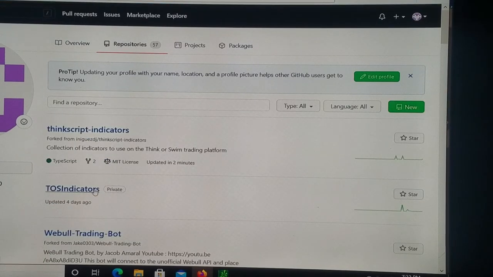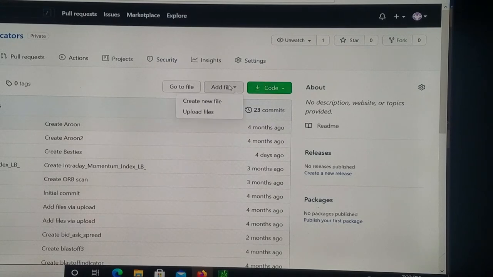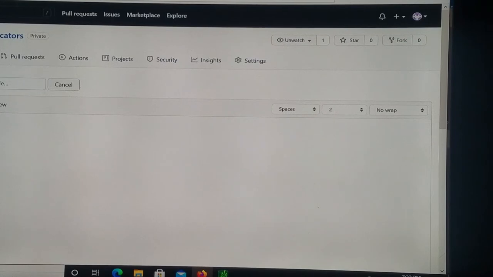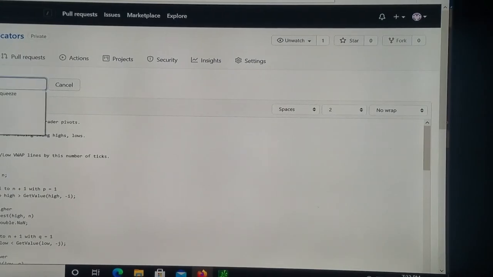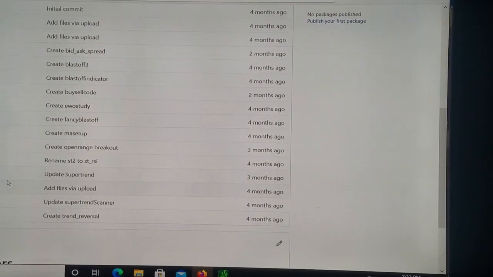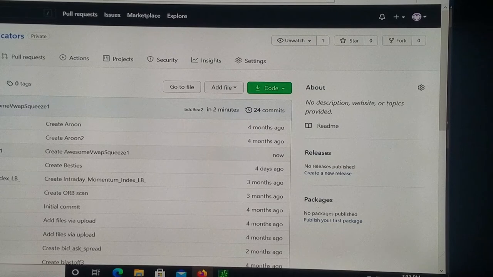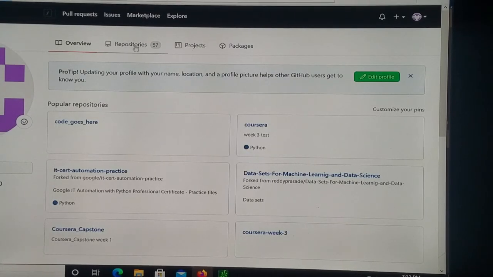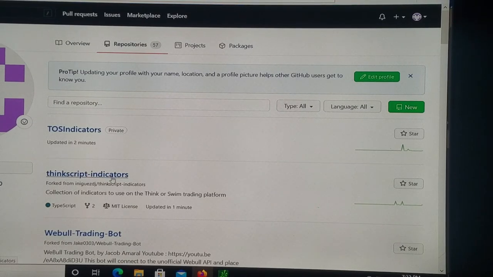Let me go over here. Repositories. To my private files. Okay. Number two. Really, it should be number one. There we go. Fun stuff, though. So come over here and grab that indicator. You'll find it here.